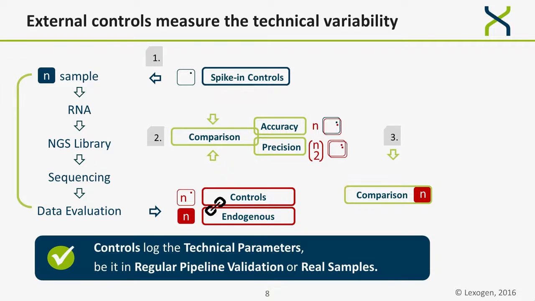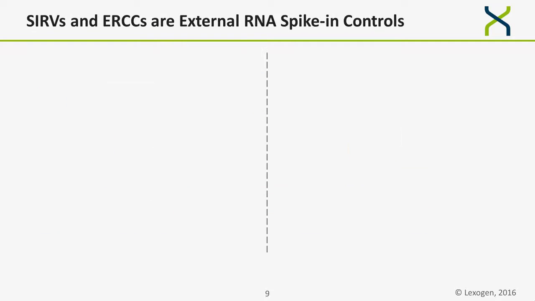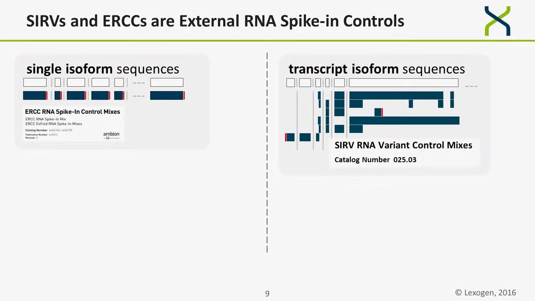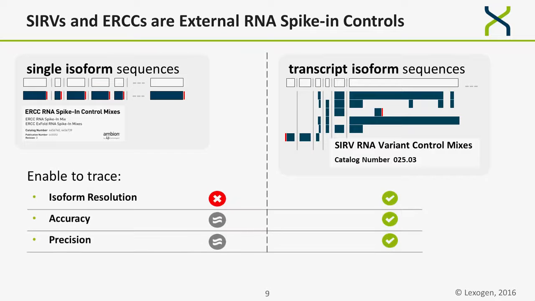The controls log the technical parameters of your entire workflow, be it a regular pipeline validation or the sample measurements themselves. Until last year, there was only one type of control available, ERCCs, single isoform sequences, which made it a little bit difficult because this is not what transcriptome analysis is all about. The isoform resolution was not given. This influences measures for the accuracy and precision. This is what we solved with the SIRVs.